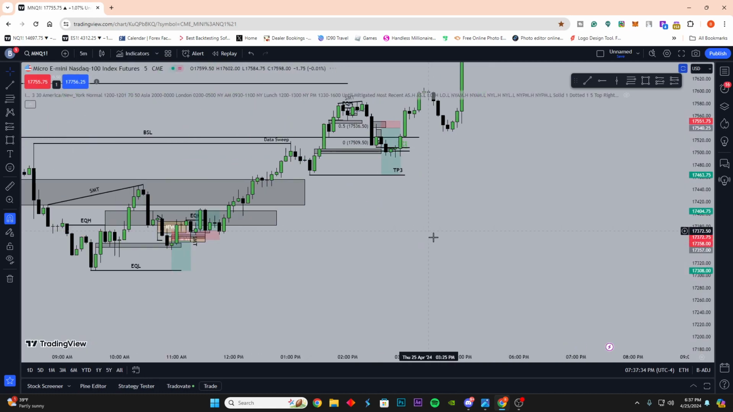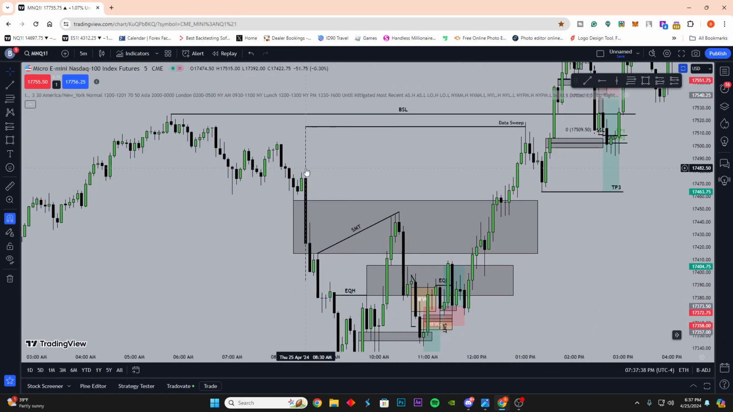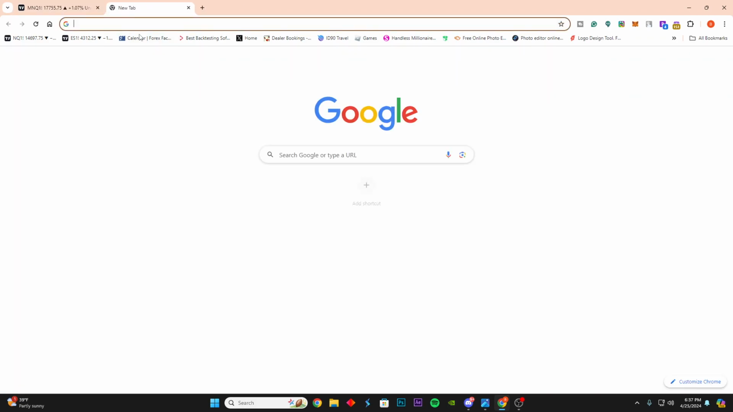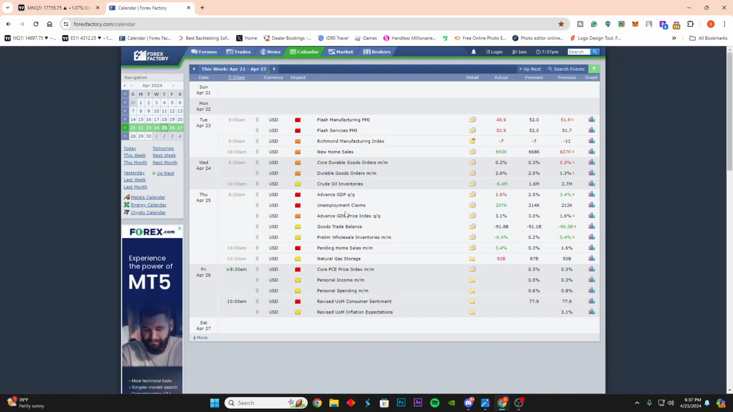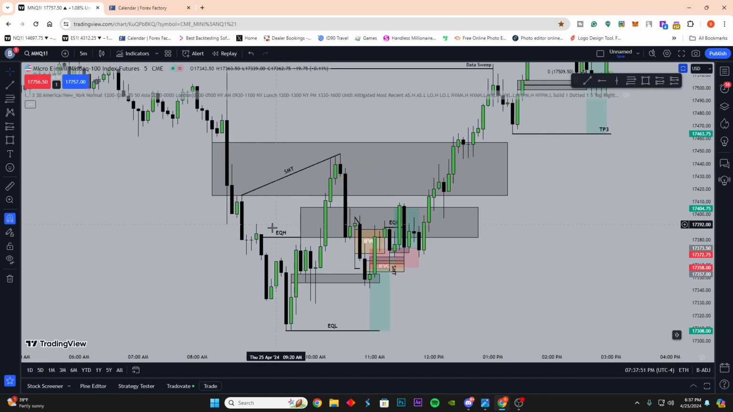But going into lower time frames today, we had a news data report. I think it was unemployment claims. Yeah, unemployment claims at 8:30, and then at 10 a.m. we had pending home sales. So obviously coming into market open, I wasn't really looking to take a trade.